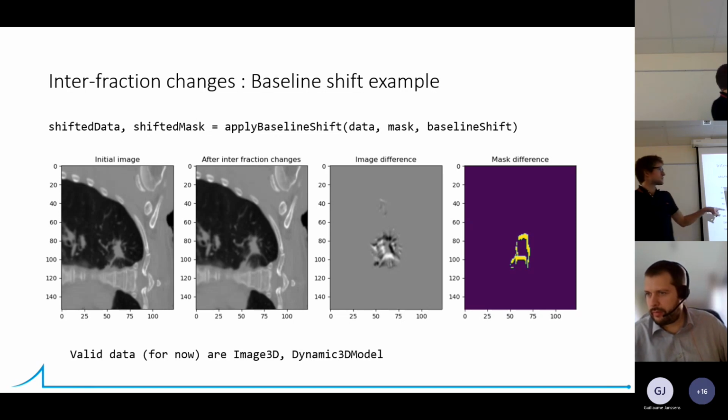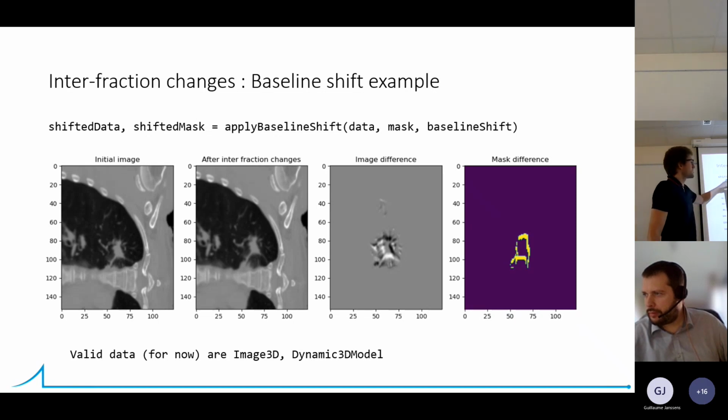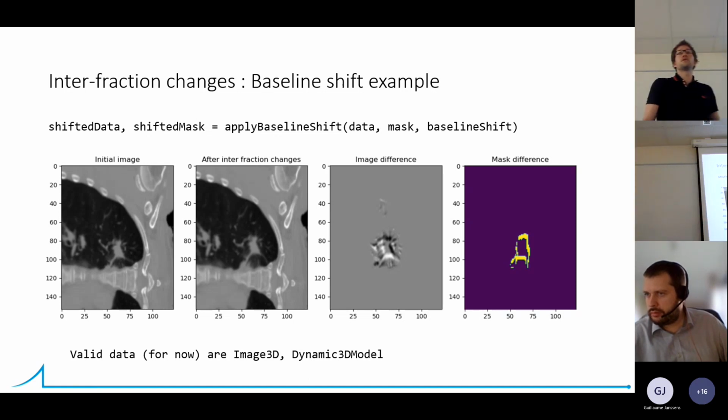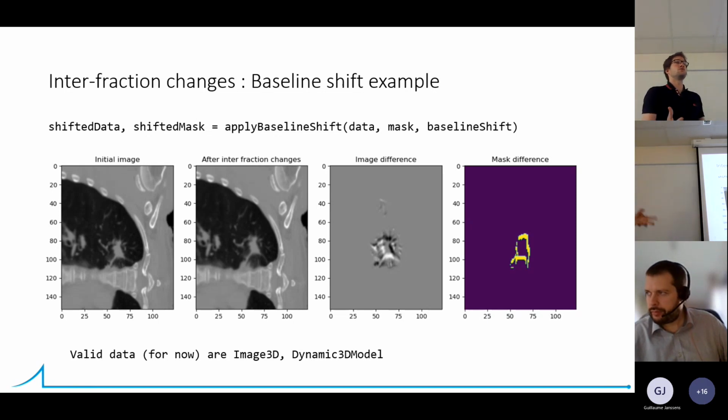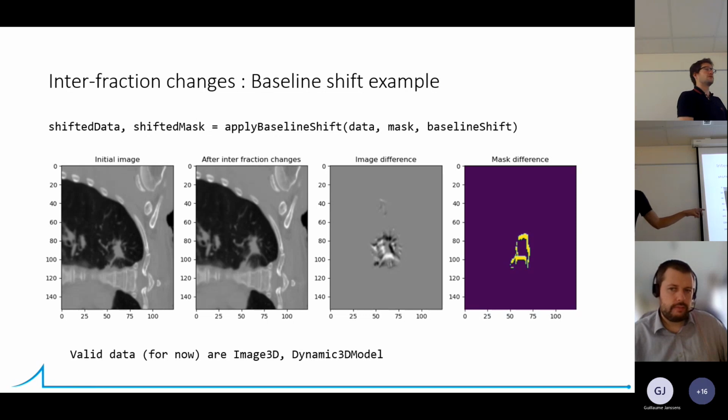So to use that, you need the mask that you want to shift. You have your shifted image and shifted mask, which is the return of the apply baseline shift data mask with the baseline shift. It can be in 3 dimensions. You can apply this function on a 3D image or 3D model, because if you want to make a patient breathe differently after the baseline shift, you have to deform not only the image, the mid-position image, but also all the deformation fields in the model.